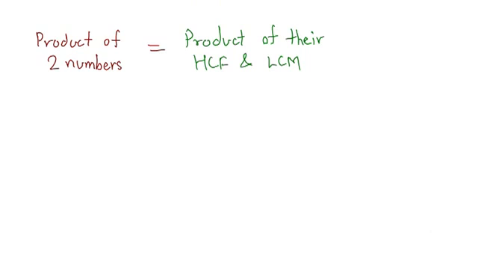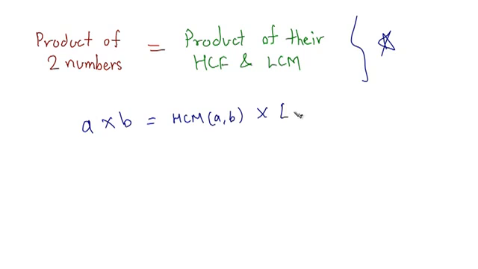Let's go ahead. The product of two numbers is equal to the product of their highest common factor and LCM. This is an important property. This is an important relation between the highest common factor and the least common multiple. So if you have two numbers a and b, and you multiply them, then this product is equal to the product of the highest common factor of a and b and the least common multiple of a and b.